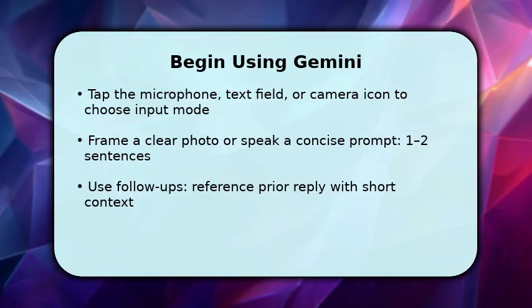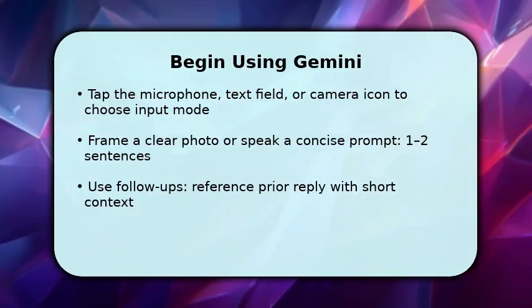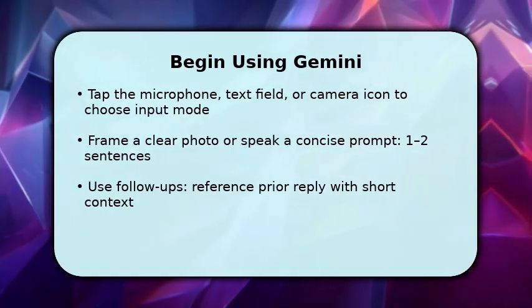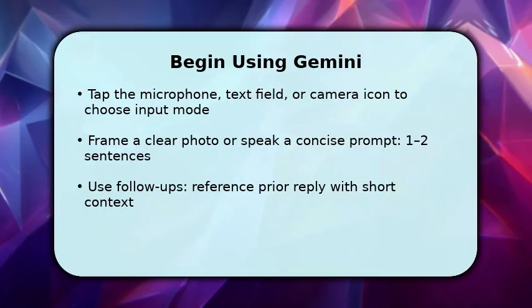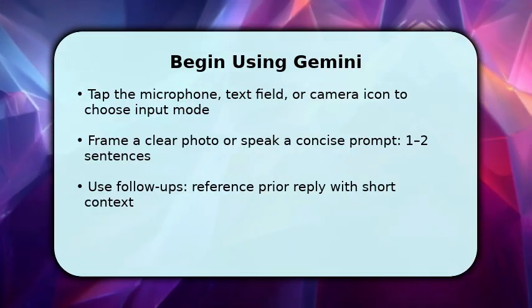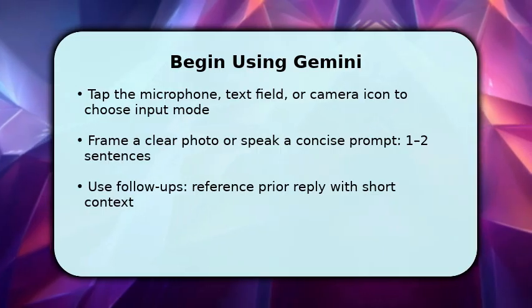Now interact. Tap the text field to type, the mic to speak, or the camera to send an image. Choose the mode that fits your task. When speaking or typing, keep prompts concise, 1 to 2 sentences, and mention intent like summarize or compare. That guides Gemini's style and length. If you sent an image, frame it clearly and include context.